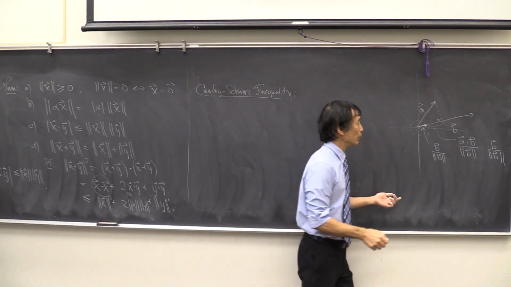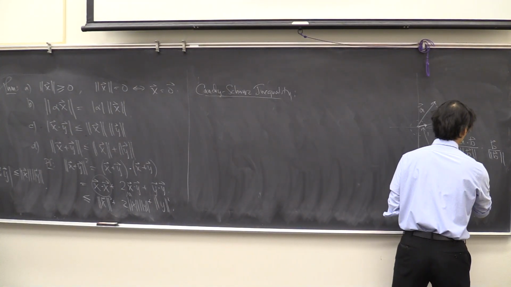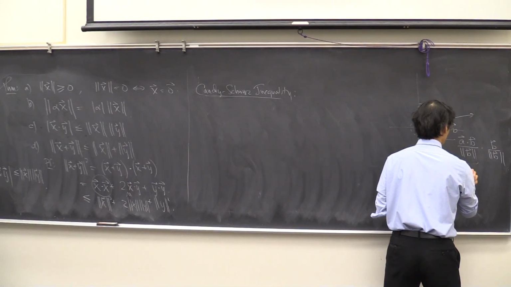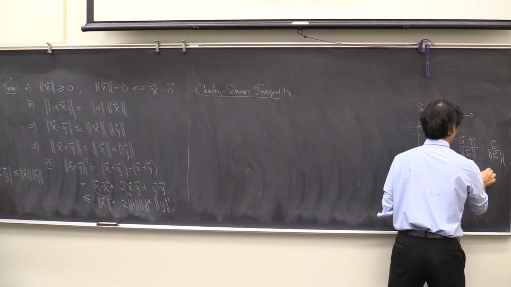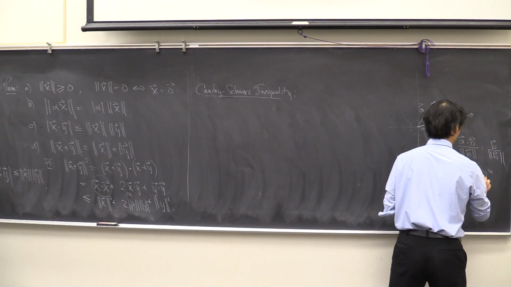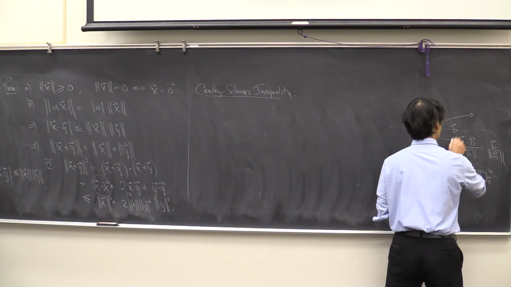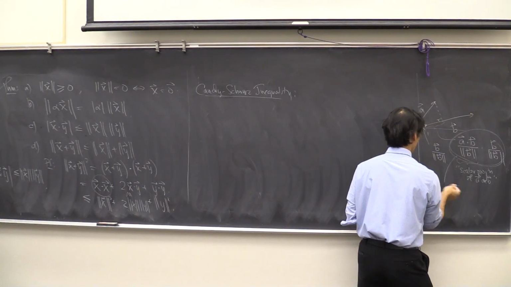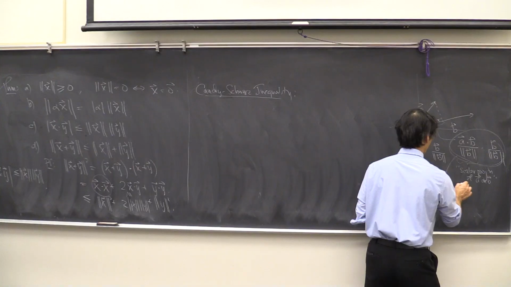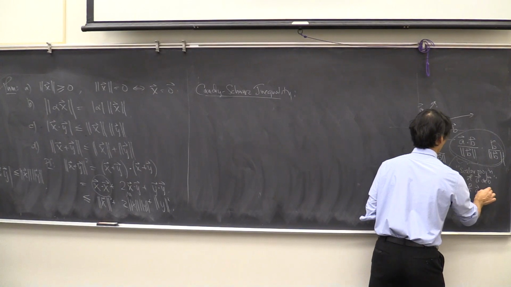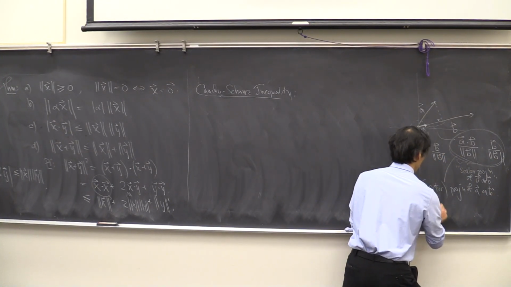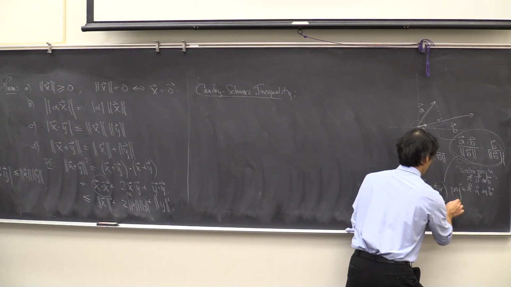This thing here is sometimes called the scalar projection, the scalar projection of A on B. And then the whole thing itself is called the projection, or the vector projection of A on B, denoted by proj A, B.